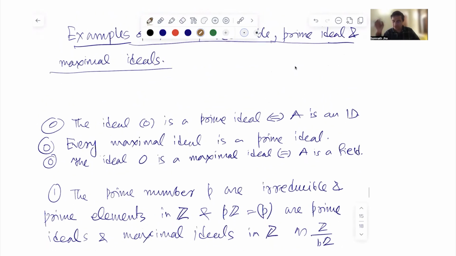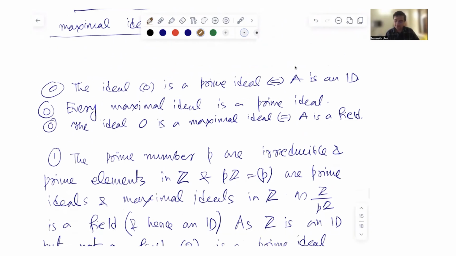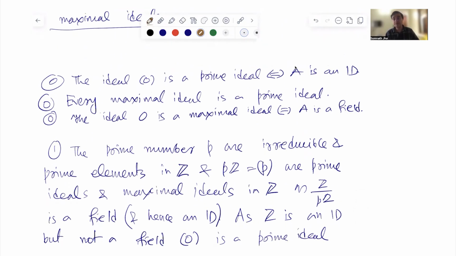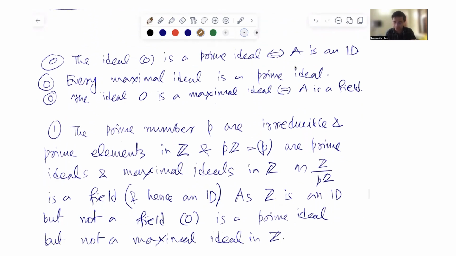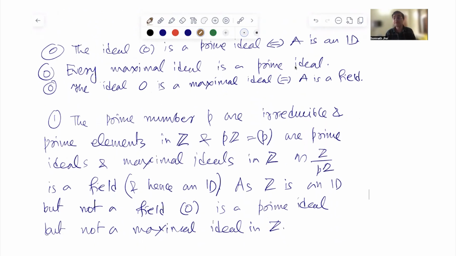The prime numbers p are irreducible and prime elements in Z, and the ideals pZ generated by p are prime ideals and also maximal ideals. This is simply because Z mod pZ is a field, so it's an integral domain. That means pZ is a maximal ideal. Because it's maximal, it's a prime ideal. But Z is an integral domain but not a field, so 0 is a prime ideal but not a maximal ideal in Z.